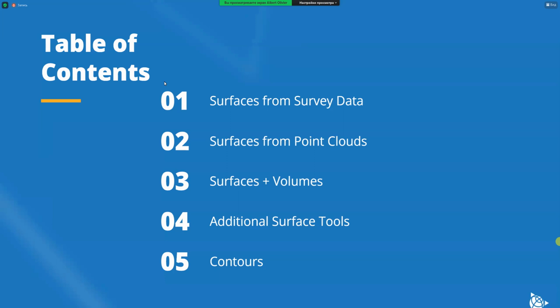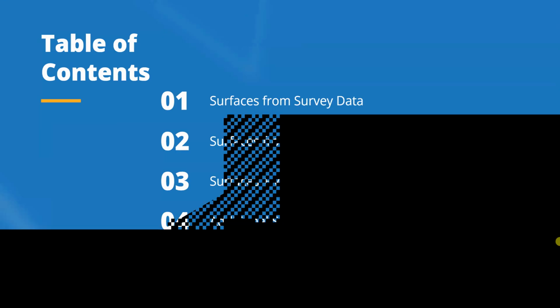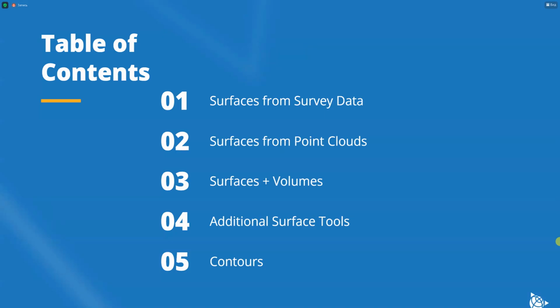For today, I'll do a few quick slides. We'll look at surfaces from survey data, as well as surfaces from point clouds. We'll look at surfaces plus volumes, some additional surface tools, and then contours as well. So we'll have a brief overview of everything, explaining exactly where TBC is at the moment regarding all these functionalities, and then I'll do a bit of a live demo with a few data sets, showing some hopefully tips and tricks for everyone and some interesting things you can do in TBC, and hopefully you will learn some nice workflows for the future.